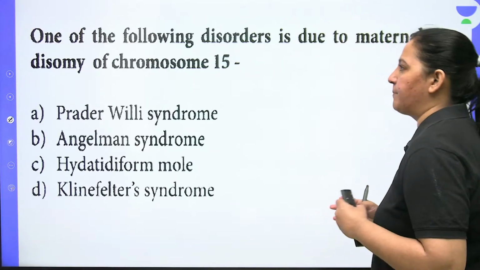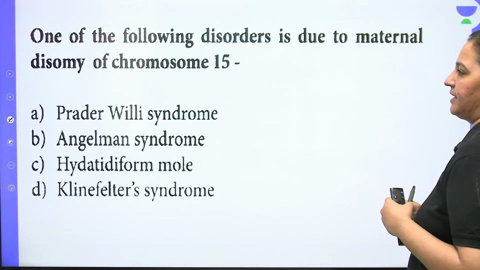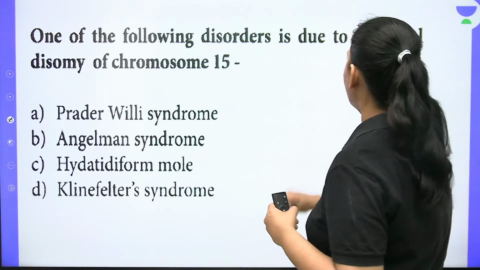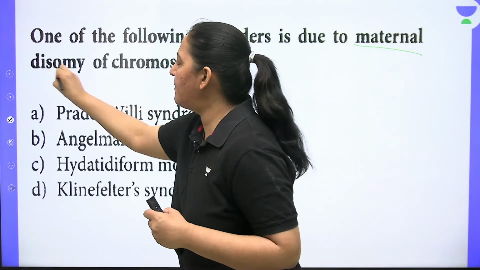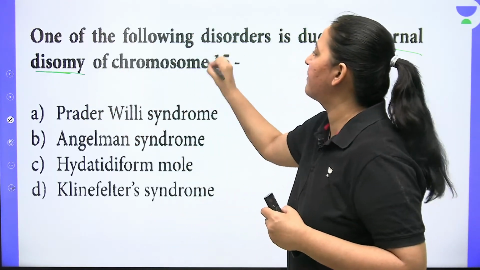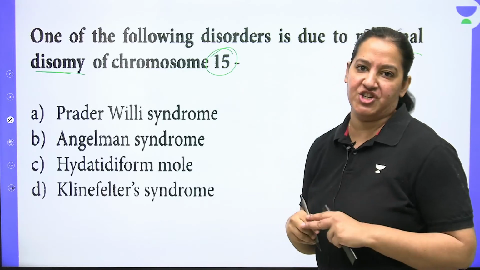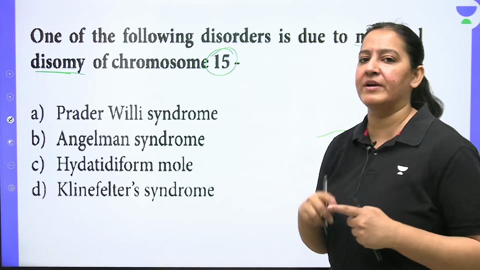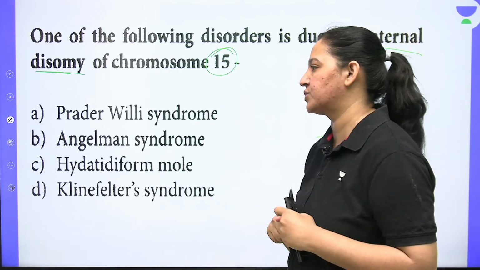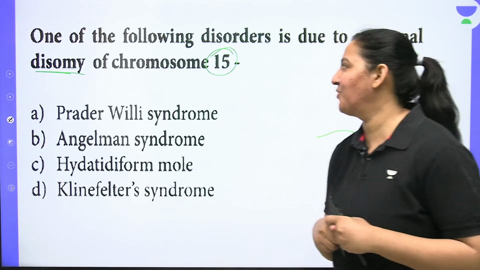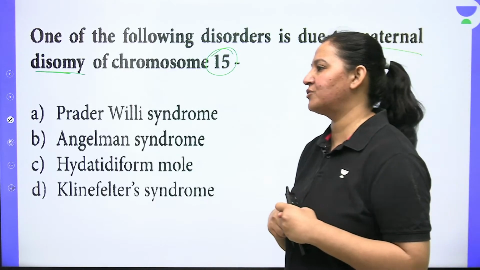You can say genetic abnormalities. Okay. Read the question. Tell me the correct answer. One of the following disorders is due to maternal disomy. I'm asking maternal disomy of chromosome number 15. I'm asking maternal duplication, maternal disomy, maternal imprinting. In which of the following will it occur? So you got confused. Haranpreet, you got confused. What about others? Can anyone tell me the correct answer?